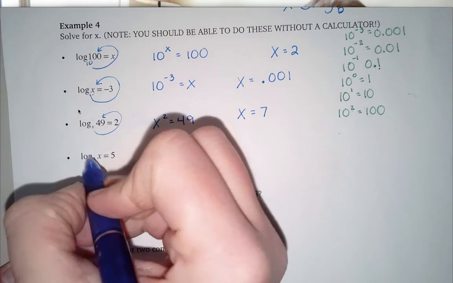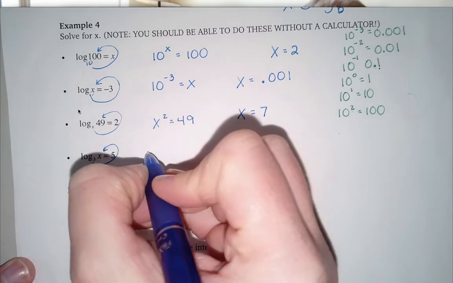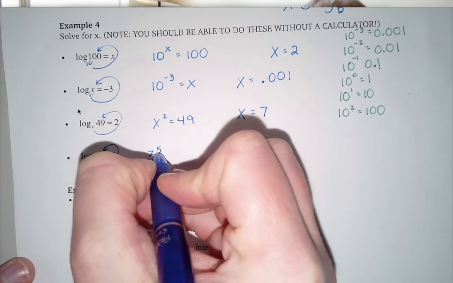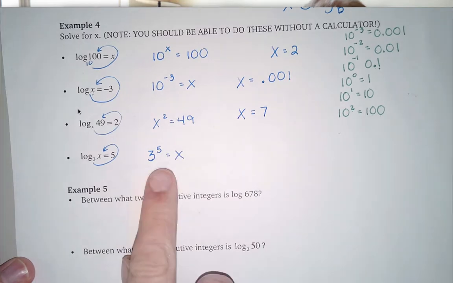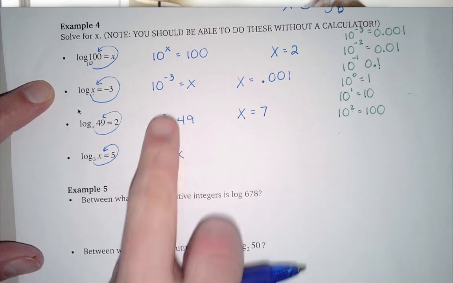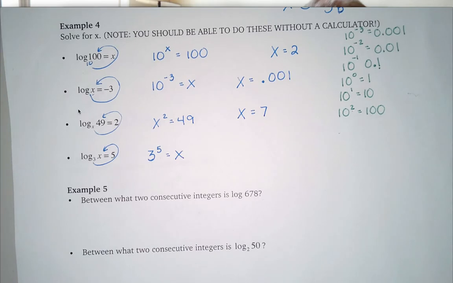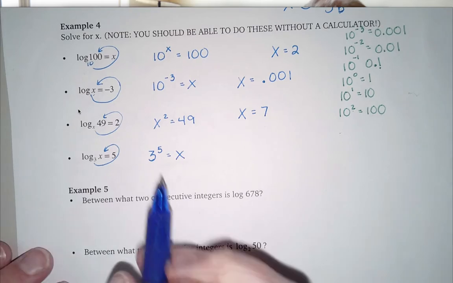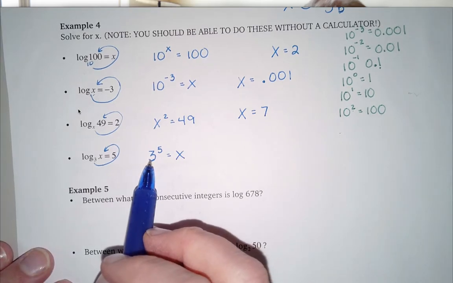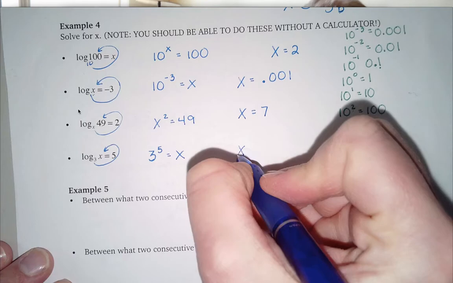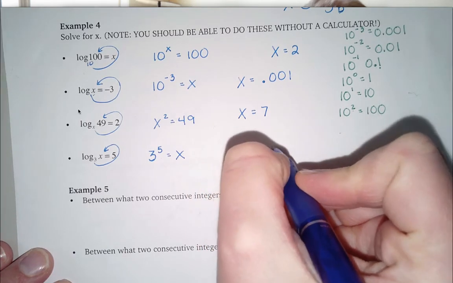And then one more, spin this one around, and we end up with 3 to the power of 5 equals x. This one is very similar to the second one in that I just have to figure out what 3 to the power of 5 is. That might be pushing it a little bit without a calculator, but I think you could do it if you had to, if push came to shove. I think you could go 3 times 3 times 3 times 3 times 3. It should be 243.